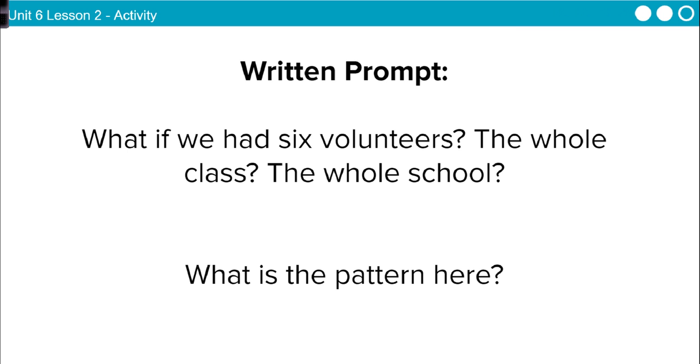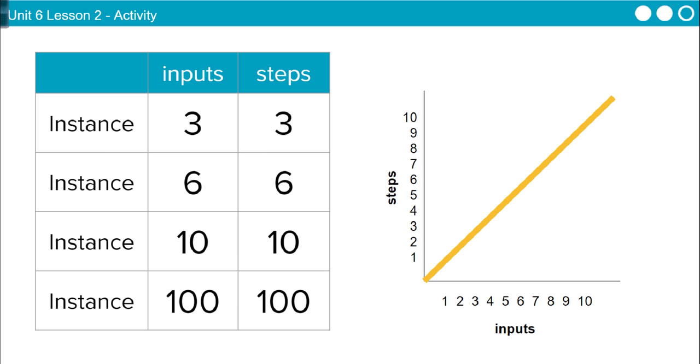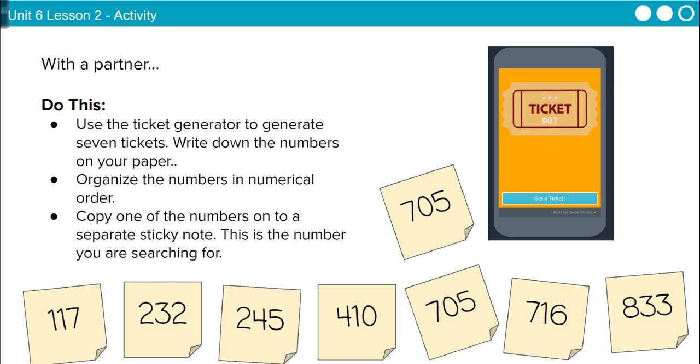So yeah, if we had 6 volunteers, it would take 6 steps. If it was the whole class, which we just did, it would take however many people were in class that day. If it was the whole school, it would take everybody. So the pattern is, for each additional person, it takes another step. What we would see is something like this: if we did 3 people, it would be 3 steps, 6 people, 6 steps, 10 people, 10 steps, 100 people, 100 steps. So we would call this a linear type of pattern.